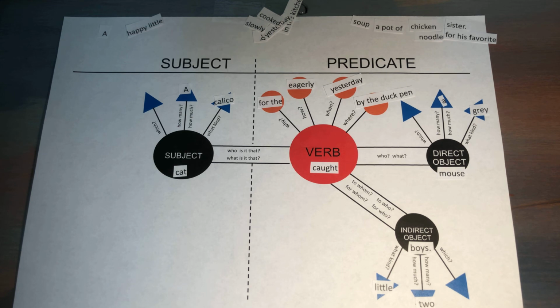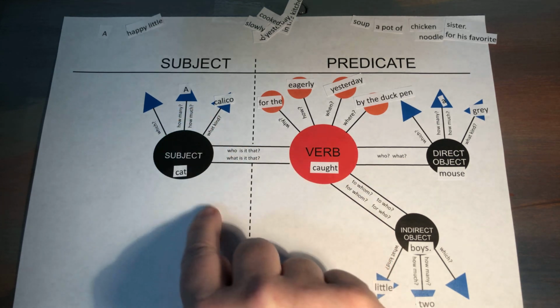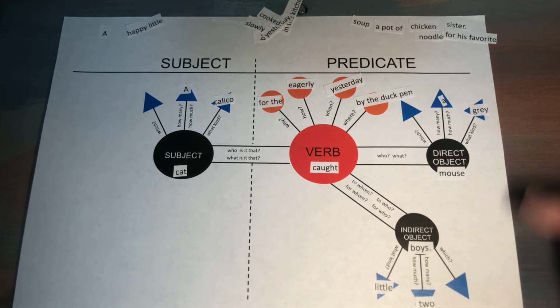There, my friends, is our whole sentence, broken up into subject, which is the calico cat, and predicate, which is all of the rest that tells us more about the subject.